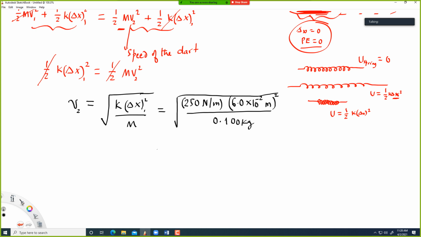So you do the calculation. That will give you, let's see, 250 times 6 squared times 10^-4, over 0.1. Is that 0.3 meters per second maybe? 3 meters per second. So it should give you 3 meters per second.